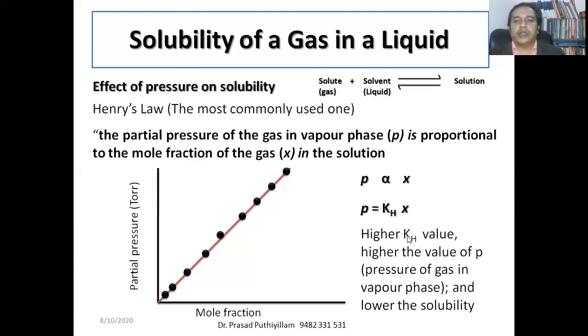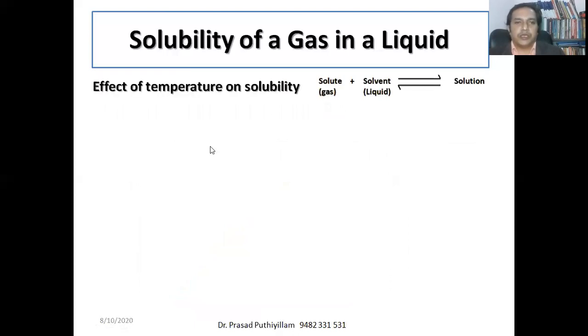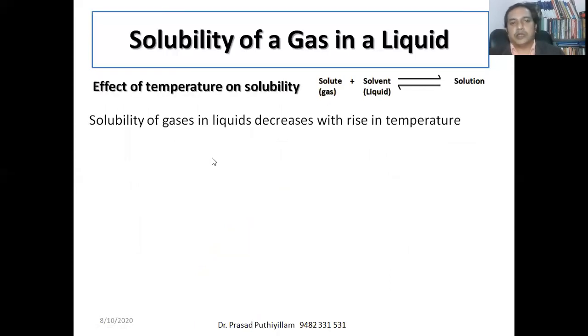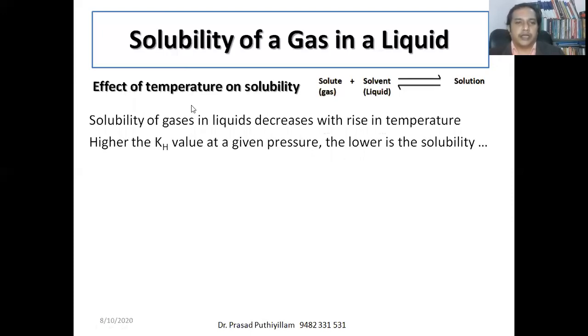If we only know the Kh value and not which gas it is, generally we can say that if the given value of Kh is higher, that means lower will be its solubility. That means if Kh is higher, the pressure of the gas in the vapor phase will be higher, then the solubility will be less.